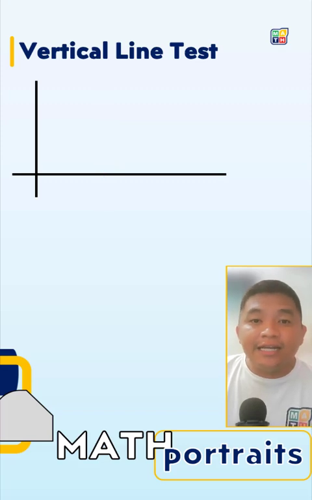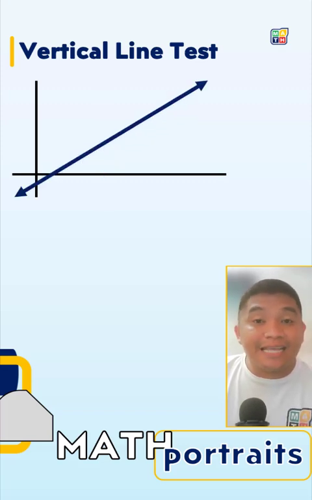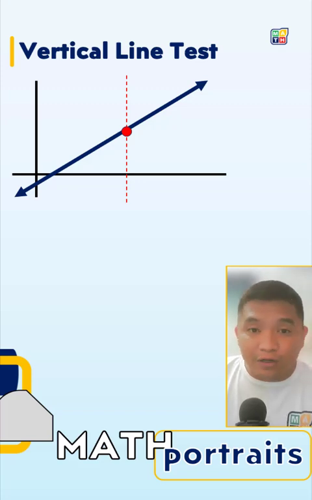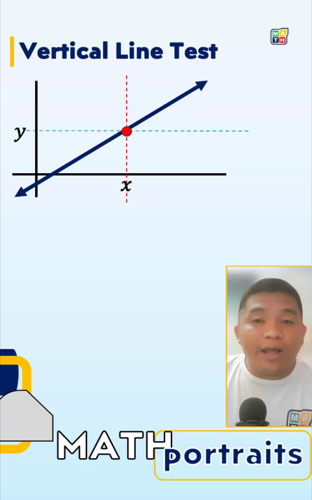Let's consider this first graph here. This is a line, hence this is from a linear equation. If we're going to draw a vertical line, we consider that there's only one intersection between the graph and the imaginary line. Hence, this graph and its equation is a function because for every x value, there's only one value that we can draw upon.